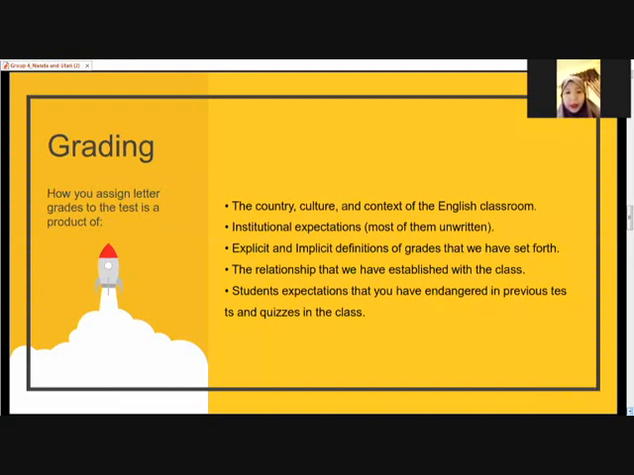Okay, about the grading. How you assign letter grades to the test is a product of the country, culture, and context of the English classroom, and also the institutional expectations. And then the third is the explicit and implicit definition of grades that we have set forth. And the fourth is the relationship that we have established with the class. And then the students' expectations that you have engendered in previous tests and quizzes in this class. So to determine the letter grades for the test, you should consider these five things. And then we continue.